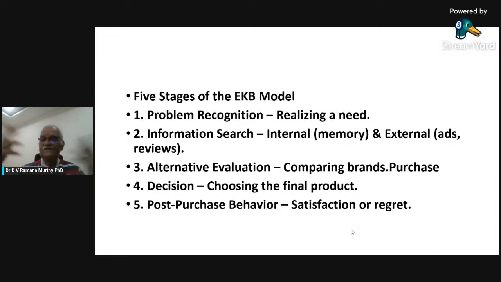Even laptops, a lot of choices. The smartphones, a lot of choices. So you need to go in for alternative evaluation, comparing brands before purchasing, right? Then of course is the decision, choosing the final product. You get convinced, and then would be the purchase.